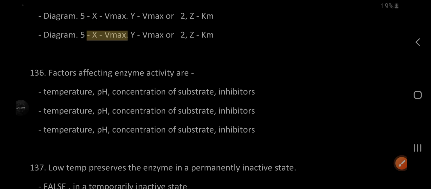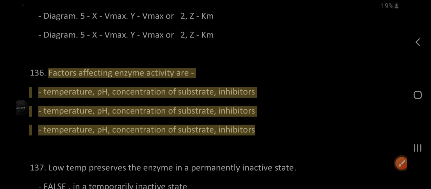136. Factors affecting enzyme activity are temperature, pH, concentration of substrate, inhibitors.